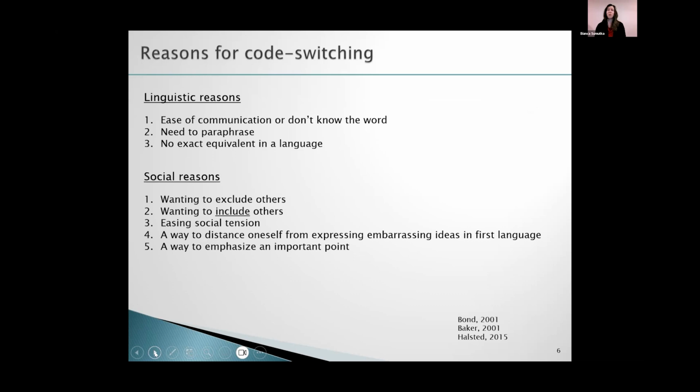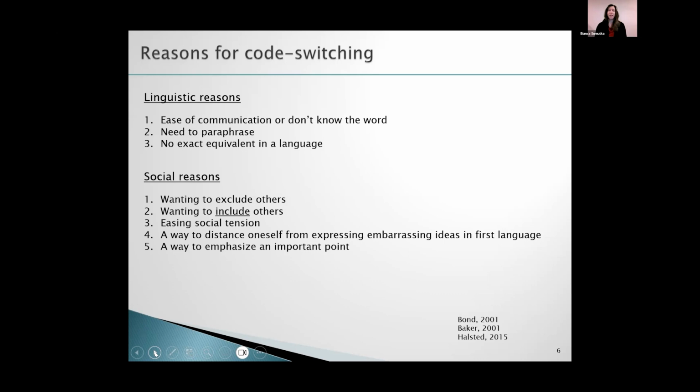So some reasons for code switching: it can facilitate communication. Sometimes when the person doesn't know a particular word or phrase in a language, code switching is useful for paraphrasing. Oftentimes when we look at two languages, there's really not an exact translation equivalent in each language, so switching to the other language helps to provide meaning. Within a social context, people may code switch to exclude others who do not speak one of those languages, but oftentimes it's to include others that also speak both languages to build community.